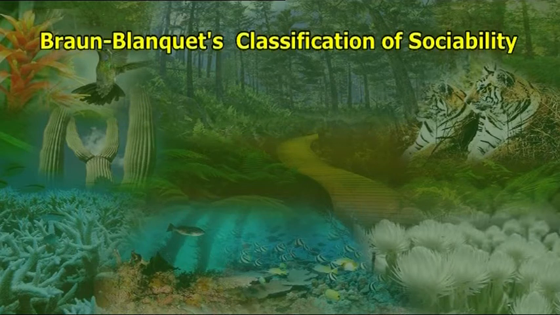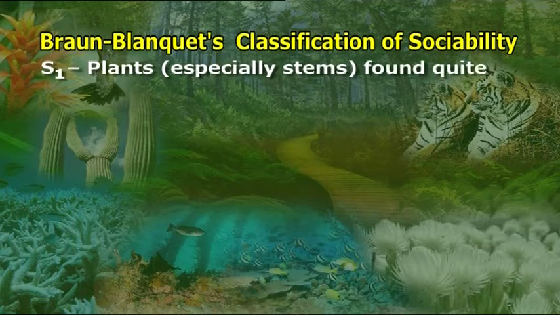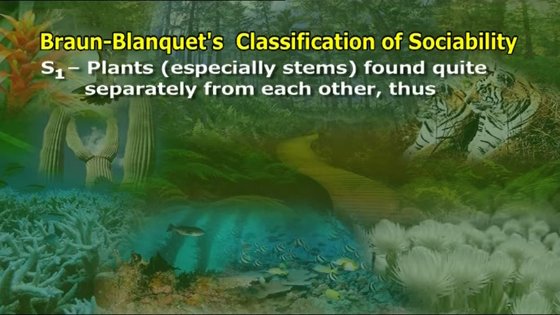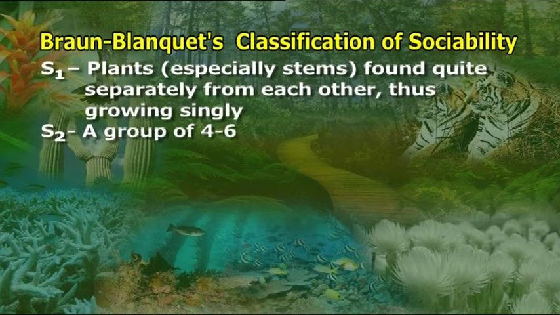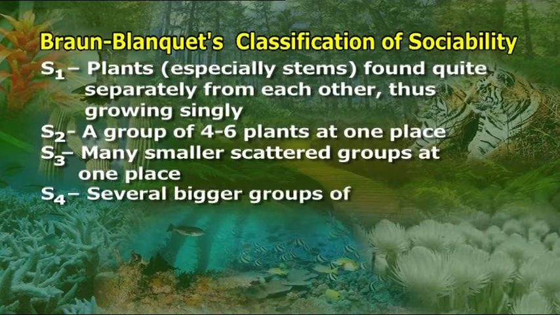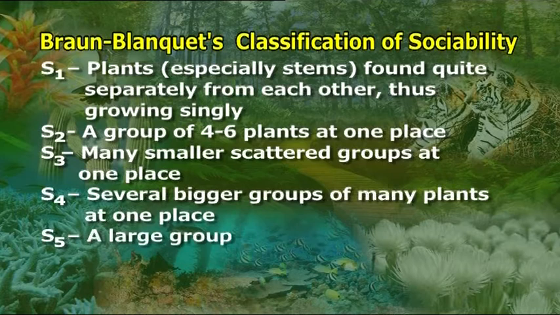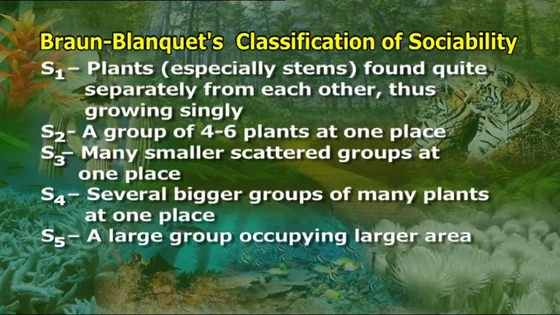Braun-Blanquet in the year 1932 used only 5 sociability groups to classify plants, such as S1, that is, plants, especially stems, found quite separately from each other, thus growing singly. S2 represents a group of 4 to 6 plants at one place. S3 denotes many smaller scattered groups at one place. S4 indicates several bigger groups of many plants at one place, and S5 is a large group occupying a larger area.